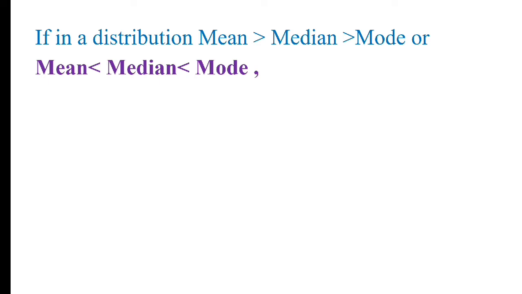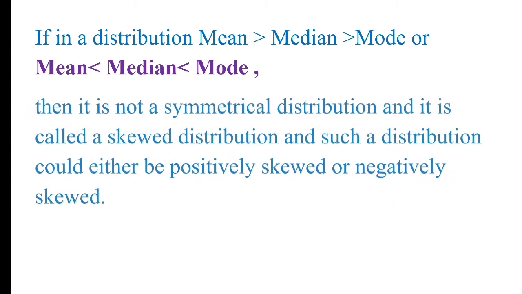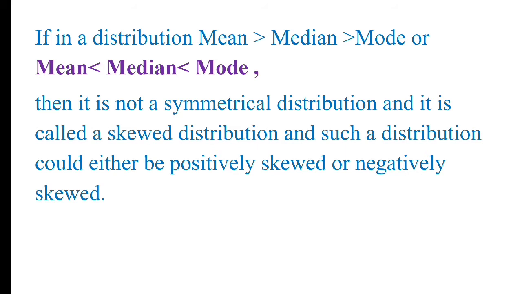In a distribution, the mean may be greater than the median and greater than the mode, or the mean may be less than the median and less than the mode. Always the median value will lie between the mean and the mode. Then it is not a symmetrical distribution, so we call it a skewed distribution. Such a distribution could be in the positive direction or the negative direction, so it is called positively skewed or negatively skewed.